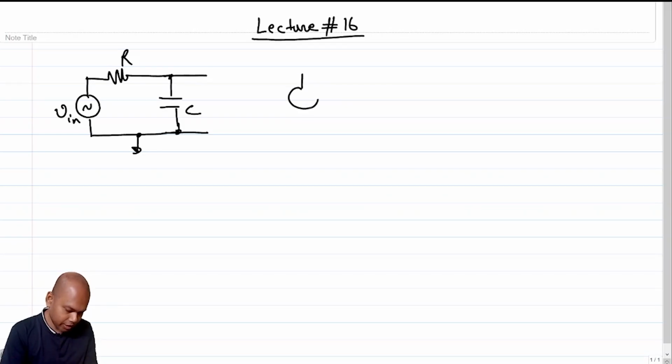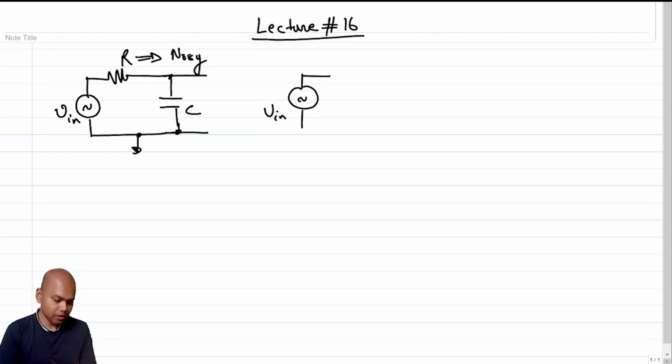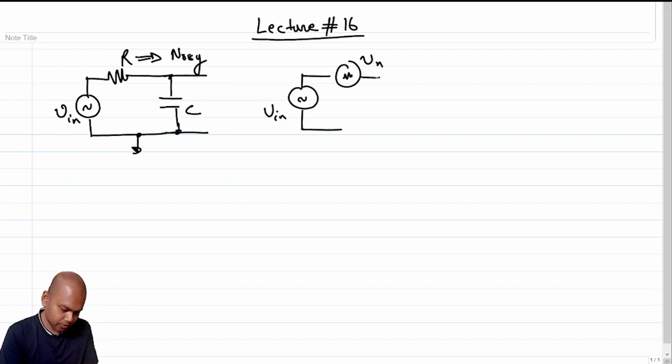So the total circuit is your input remains as is, but I understand this R that we have here is noisy. So for the purpose of our circuit analysis, we are going to replace that noisy R with a noiseless R and a voltage source in series, or you could have as well done a noiseless R and an equivalent current source in parallel. So let's do the voltage source in series. This is Vn, right? Rest of the circuit remains the same.